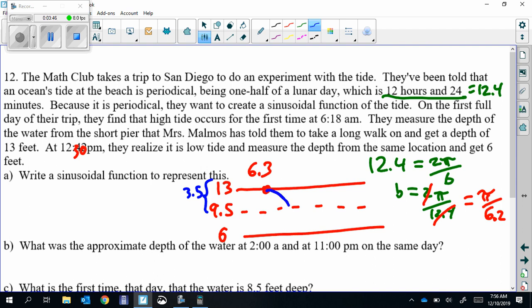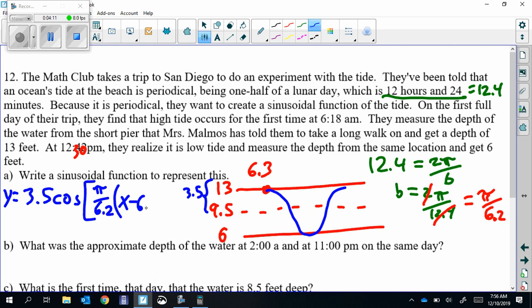Since it starts at the top at 6.3, that's positive cosine. We're going to write it out as a positive cosine. Amplitude first, 3.5. Then B, the period changer. X minus the phase shift, it shifts over to 6.3 to the right, so it's minus. Plus the midline, which is right here, 9.5. So there's our equation.